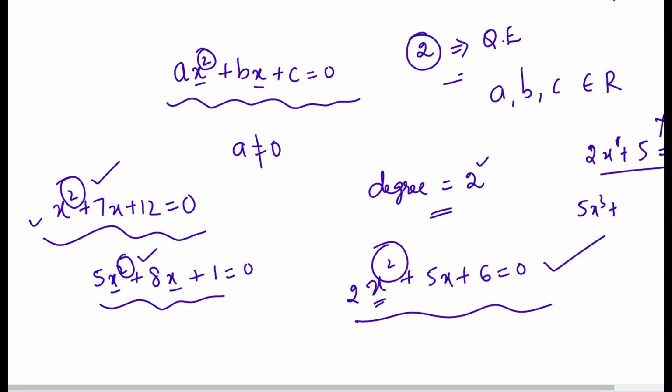5x cube plus 3x square plus 5x plus 9 equals 0. Is it a quadratic equation? No, because it is a cubic equation. The highest power is 3 here.